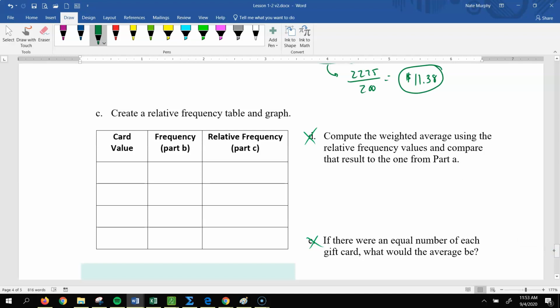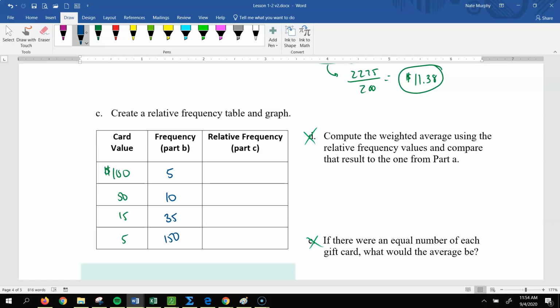So we have the card values. We have $100 gift cards, a $50 gift card, a $15 gift card, and a $5 gift card. Now the frequency is how many times each of those occur. So we have 5 $100 gift cards. We've got 10 $50 gift cards. We've got 35 $15 gift cards and 150 of the $5 gift cards.